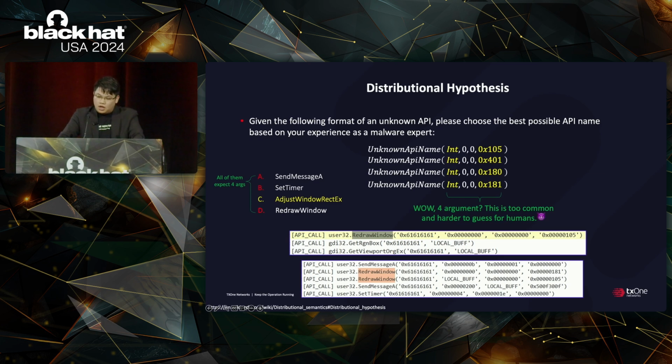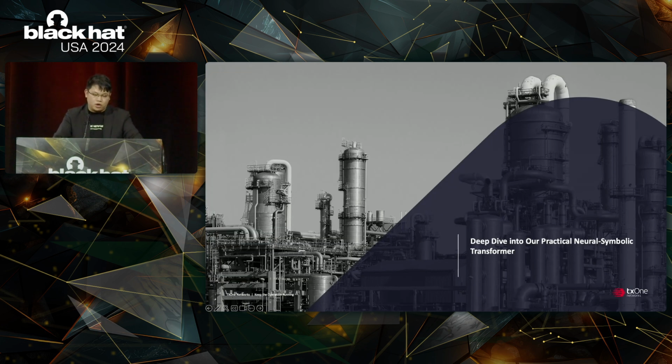For instance, if the first parameter is of type integer and the fourth parameter is a flag with common values like 105, 401, and 180, we can determine that only one particular Windows API exhibits this usage pattern. Our goal is to enable AI to learn and recognize such unknown APIs through these detailed parameter features and usage habits.